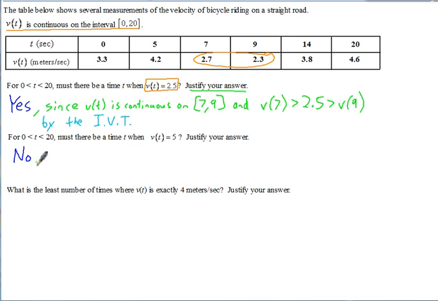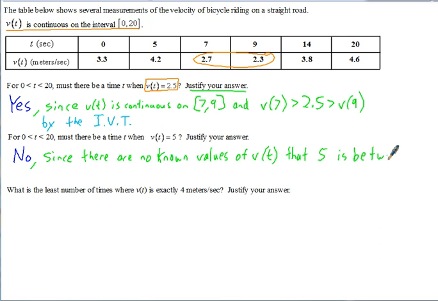And the way you justify when the answer is no is you could say since there are no known values of v of t, our velocity, that 5 is between. There might be some values that 5 is between, none that we know of. That's why I added the word known here, because we don't know what's happening at all these other times other than the ones we're given.